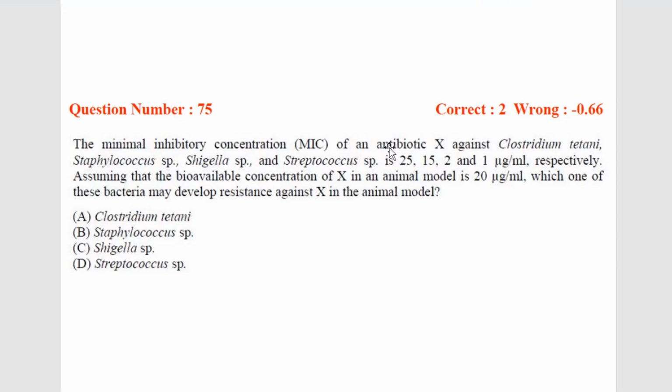Since its MIC is higher than the bioavailable concentration, there will be some resistance in the growth. But it may overcome that resistance in due time because its MIC is higher than the bioavailable concentration, and it will likely develop a resistance against X, and so it will grow, albeit at a much lower growth rate, slowly and steadily. In later generations its MIC may also increase because of continued growth in that antimicrobial agent. It may develop a resistance against X. So the answer here will be A, Clostridium tetani.